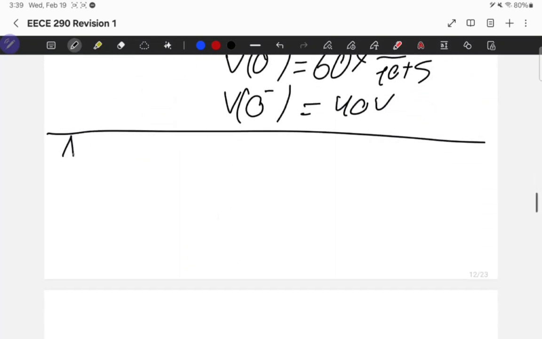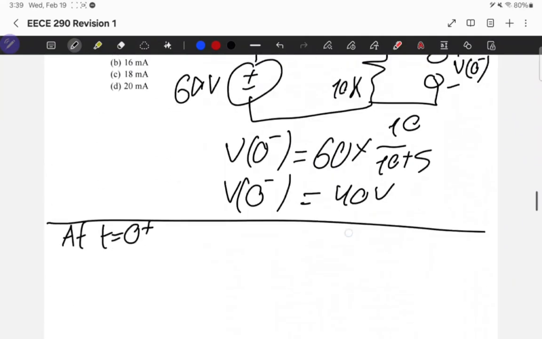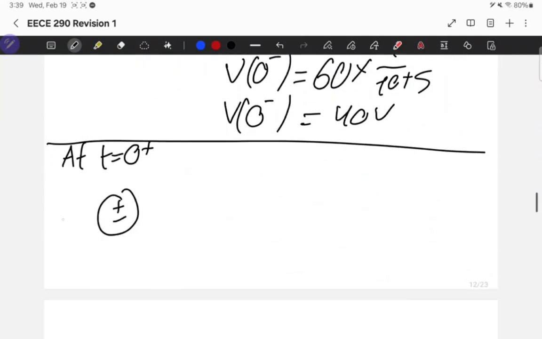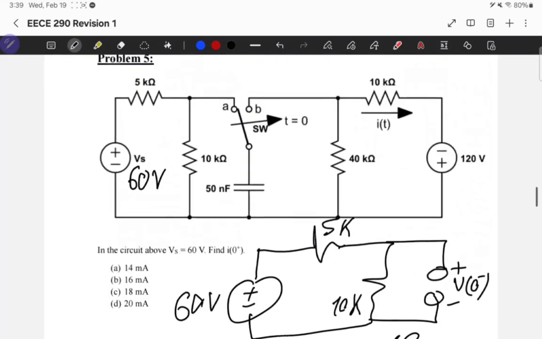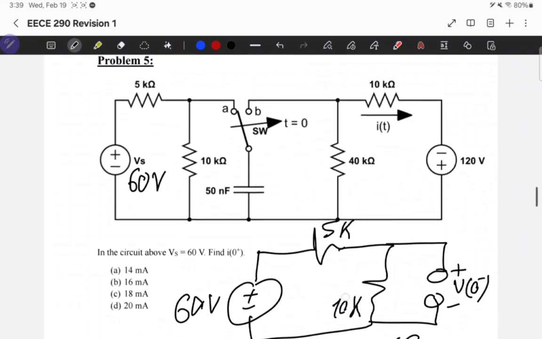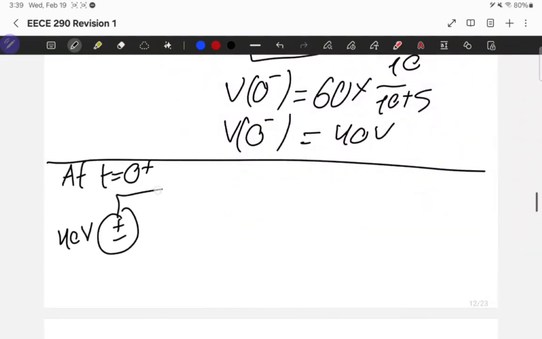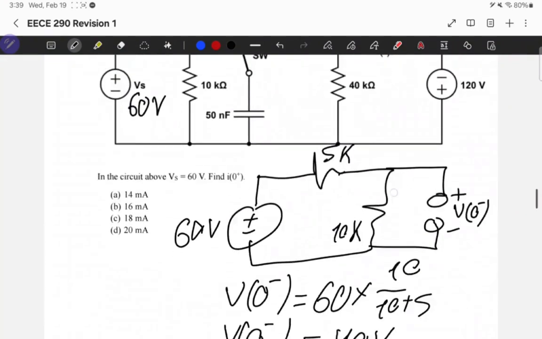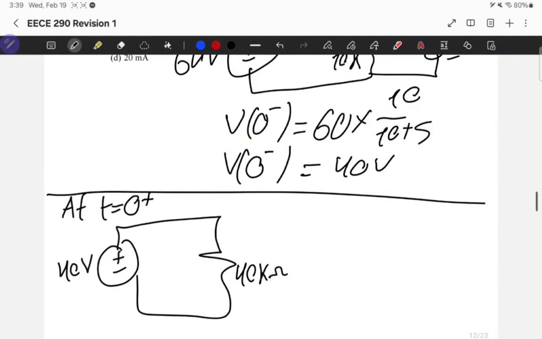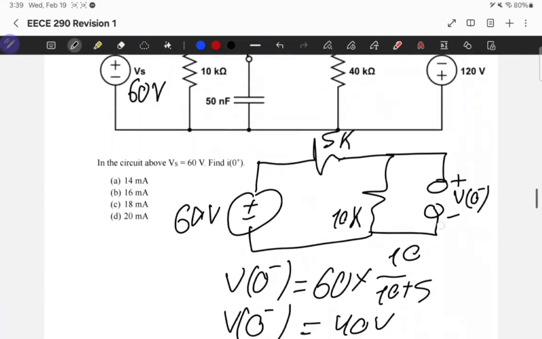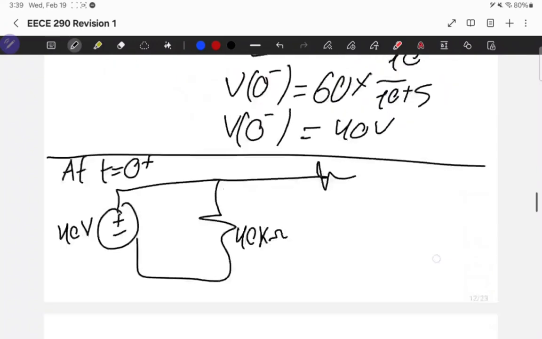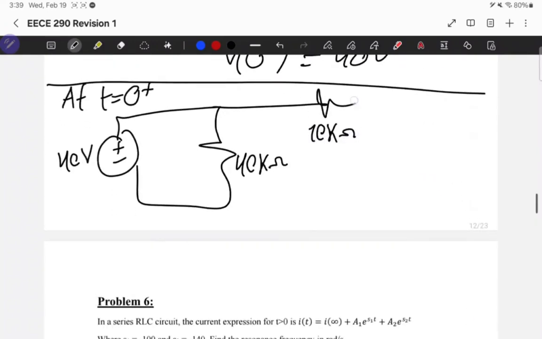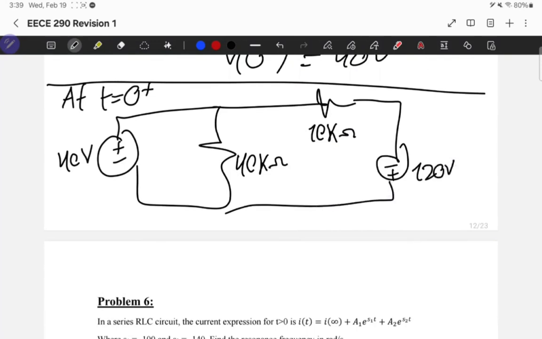Now, right after switching at time equals 0 plus, I do the switching and replace the capacitor with a V at 0 minus source. Like this. This is 40 volt. This resistor is 40k ohm. This resistor is 10k ohm, and this source is minus plus 120 volt. And I need this current flowing like this.